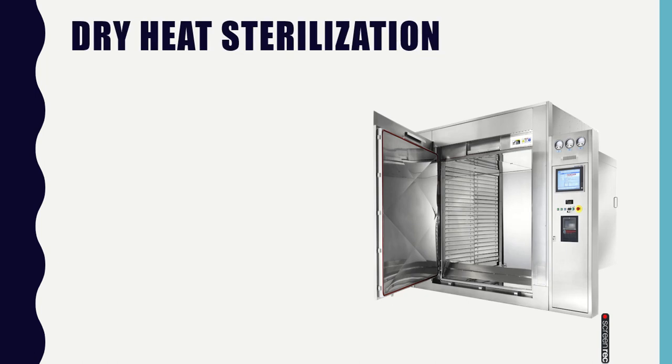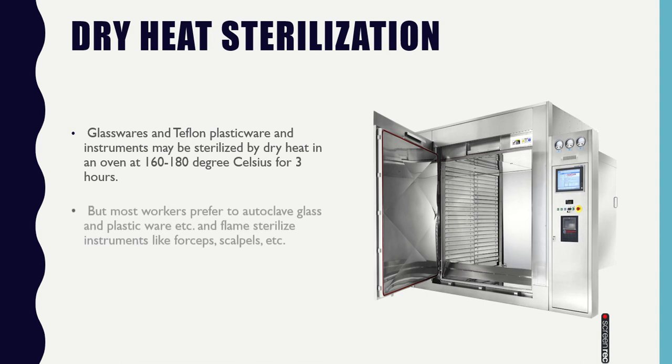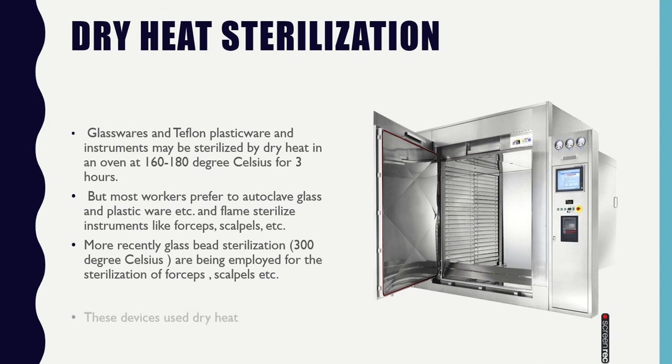So, about dry heat sterilization. Glassware, Teflon plasticware and instruments may be sterilized by dry heat in an oven at 160 to 180 degrees Celsius for 3 hours. But most workers prefer to autoclave glass and plasticware, etc., and flame sterilize instruments like forceps and scalpels. More recently, glass bead sterilization at 300 degrees Celsius is being employed for the sterilization of forceps and scalpels, etc. These devices use dry heat.